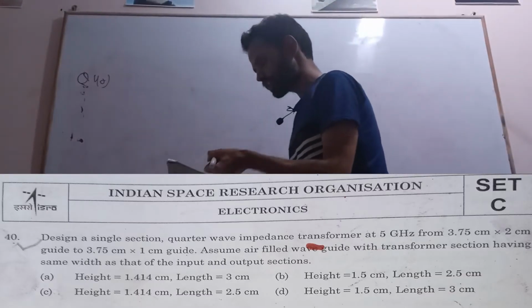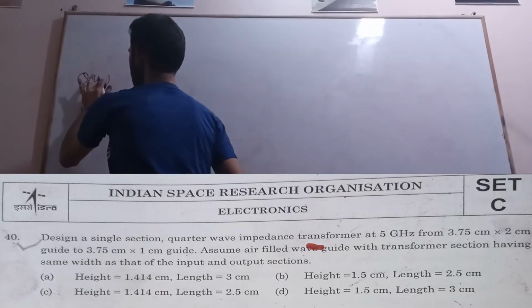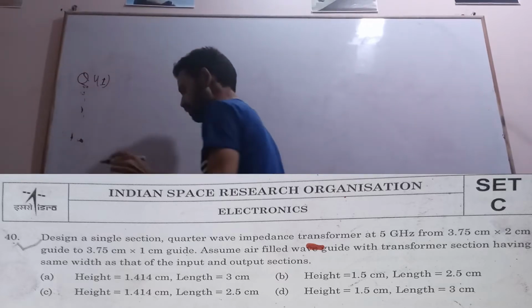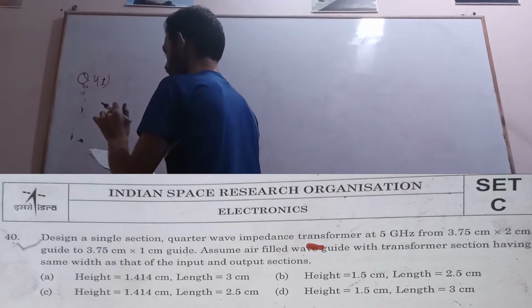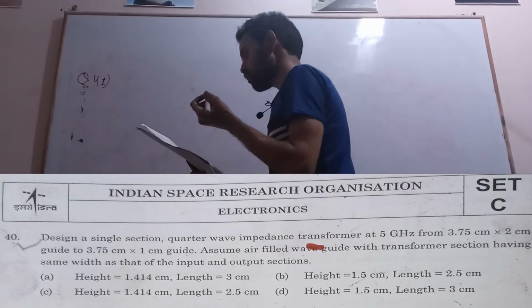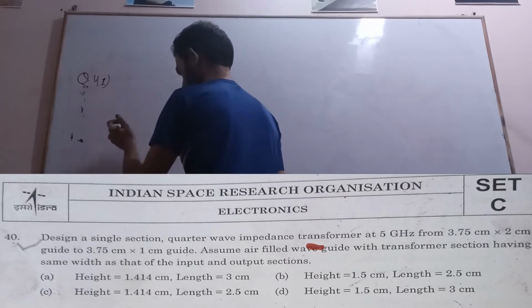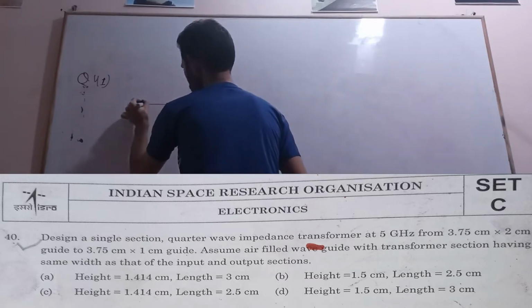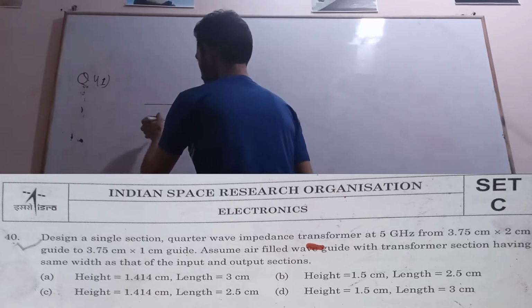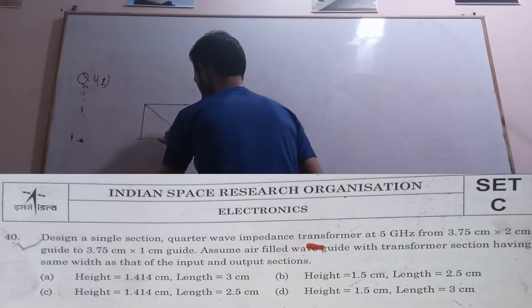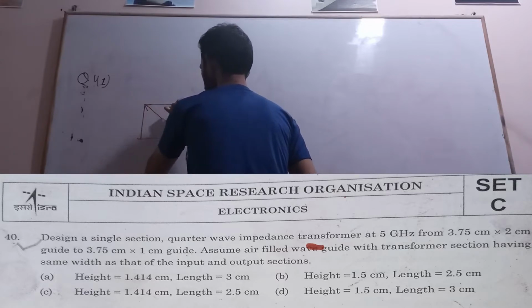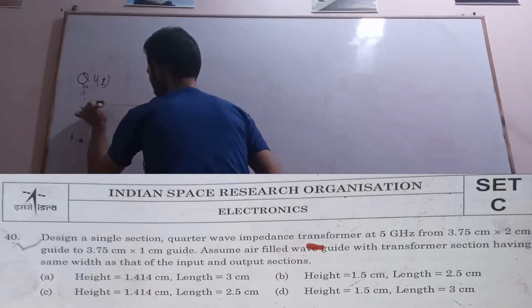Okay, students, see question number 41. Question 41 is saying that a 4-port directional coupler has a 4 is to 1 power splitting ratio. So what is a 4-port directional coupler? This is my directional coupler, a 4-port directional coupler.